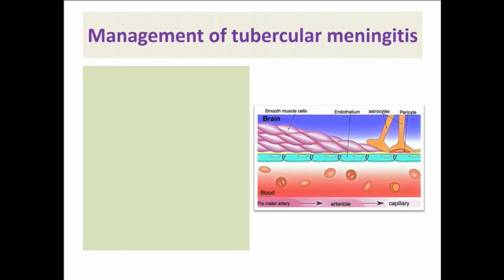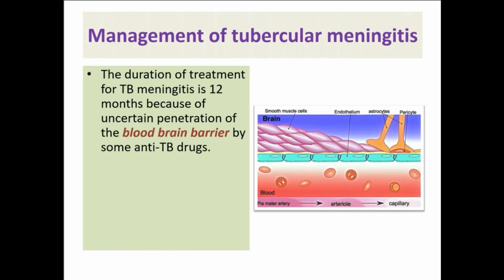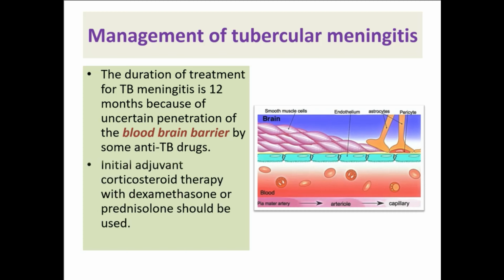Management of tubercular meningitis. The duration of treatment for TB meningitis is 12 months because of uncertain penetration of the blood-brain barrier by some anti-TB drugs. Initial adjuvant corticosteroid therapy with dexamethasone or prednisolone should be used.